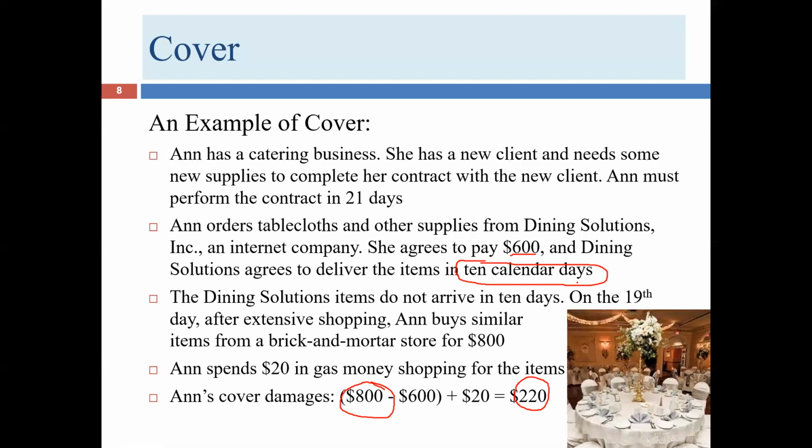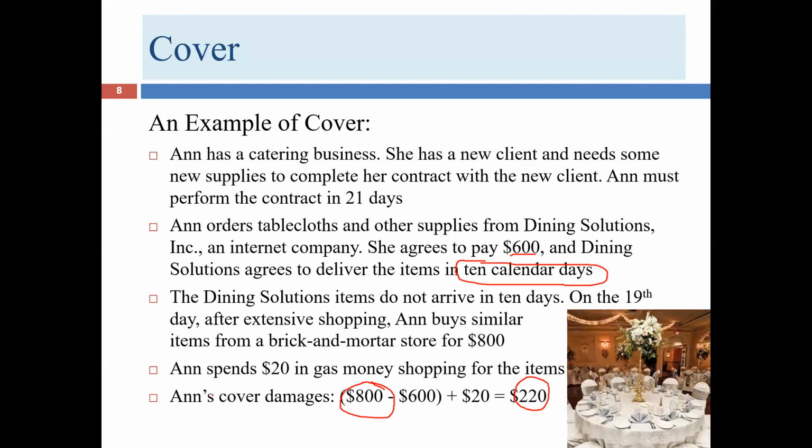the fact that Dining Solutions has the yellow tablecloths doesn't mean that somehow Ann needs to buy their tablecloths anymore. So Dining Solutions, the repudiator, is out of luck once they want to retract the repudiation.